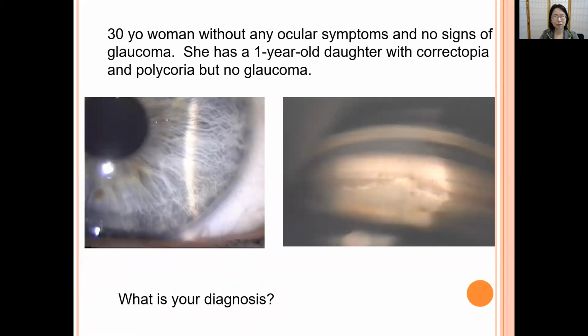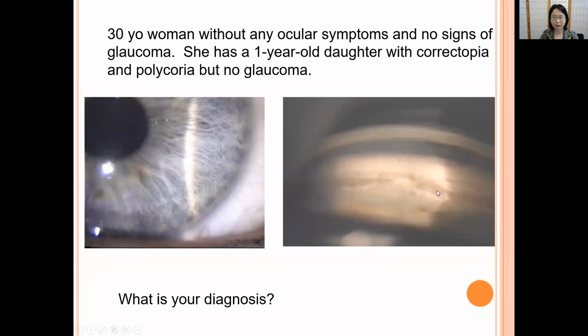Here's a 30-year-old woman without any ocular symptoms, and she actually has no glaucoma. She has a 1-year-old daughter with corectopia and polycoria, but no glaucoma. What do you think is the diagnosis? This is an example of Axenfeld-Rieger syndrome.